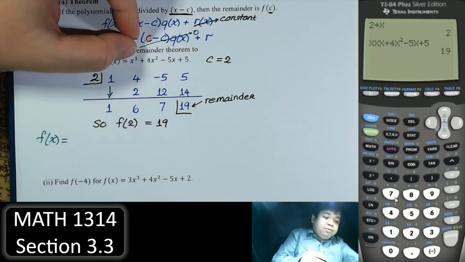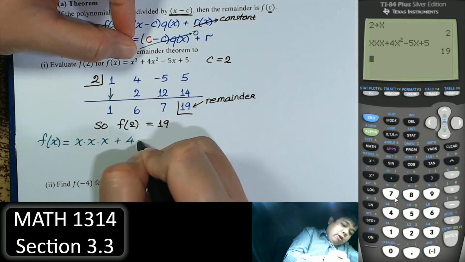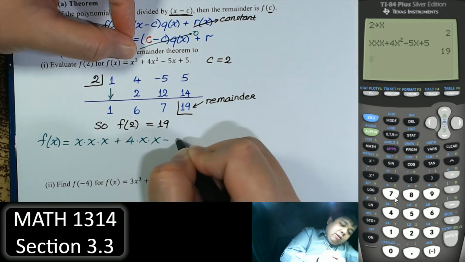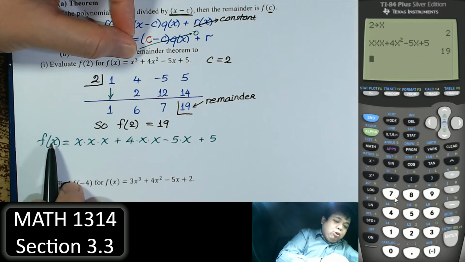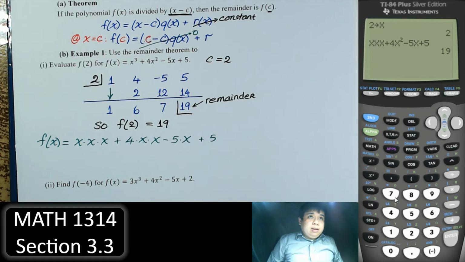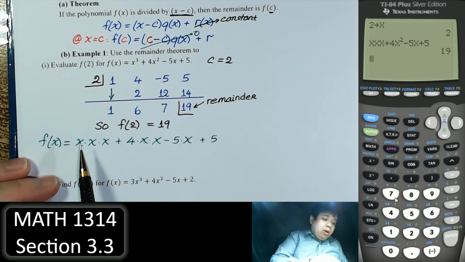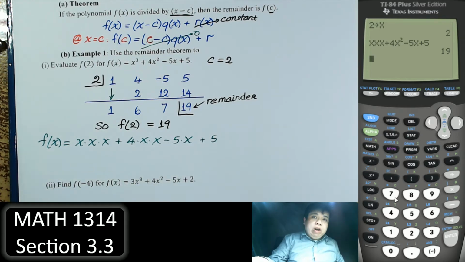If we write down x cubed, x times x times x, plus 4 times x minus 5 times x, and then plus 5. Of course, then we put 2 in place of the x. Now, why would I write like that? So let's say how many calculations do we need? 1, 2, 3, 4, 5, 6, 7, and 8. So there are a total of 8 operations.